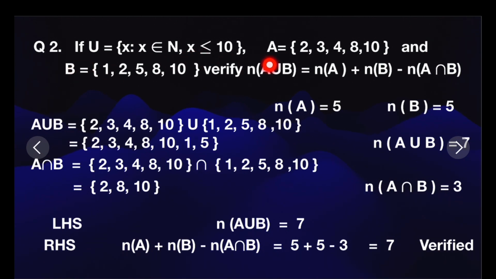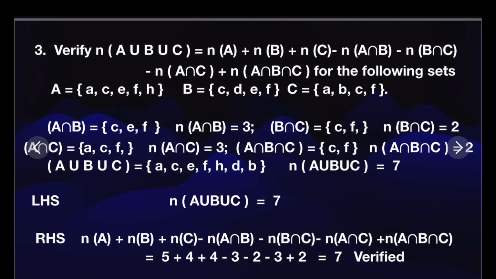If U is the set, A is this and B is this, you are asked to verify this equation. So you have to do LHS first and then find out what is RHS. See if both are equal. So take the set A, you can write down n(A), count the elements 1, 2, 3, 4, 5. n(B) is also 5. Then do A union B and count the elements, you will get 7. A intersection B, count the elements, you will get 3. LHS is 7. RHS, evaluate it and you will get 7. So, this is verified.